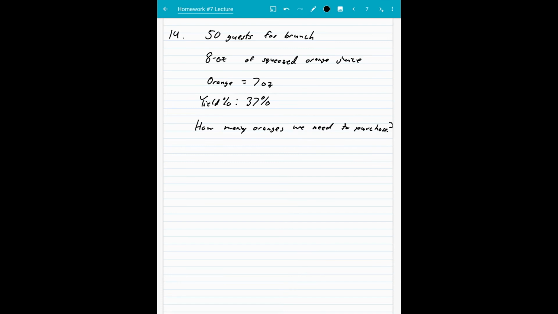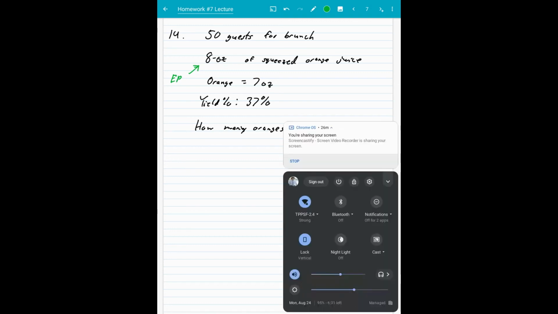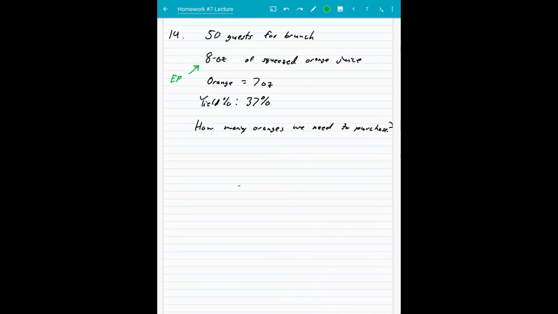Okay, so 50 guests, and each one has 8 ounces of squeezed orange juice. Remember, this number right here is going to be our EP. That's only our partial EP. We need to figure out what our total would be, and we'll need to do something with this 50. So 50 times 8 ounces would give you 400 ounces, and that would be our total EP that we need. Now it says each orange is 7 ounces, and our yield percentage is 37%. So first we need to figure out our total AP in order to figure out how many oranges we need.